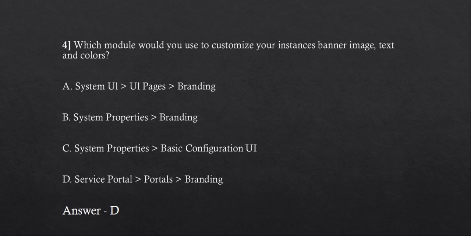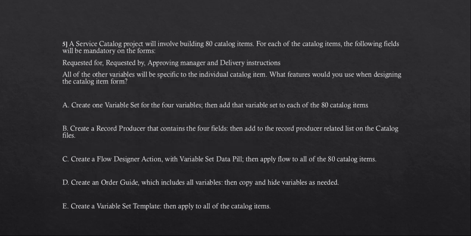Next question. 5. A service catalog project will involve building 80 catalog items. For each of the catalog items, the following fields will be mandatory on the forms: requested for, requested by, approving manager and delivery instructions. All of the other variables will be specific to the individual catalog item. What features would you use when designing the catalog item form?